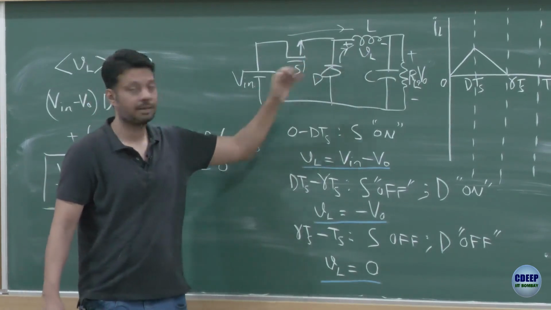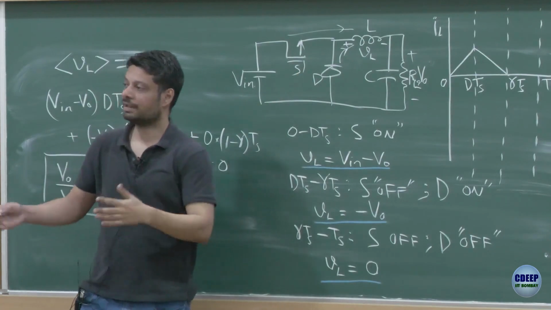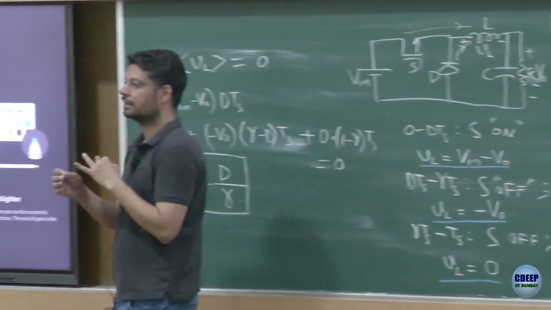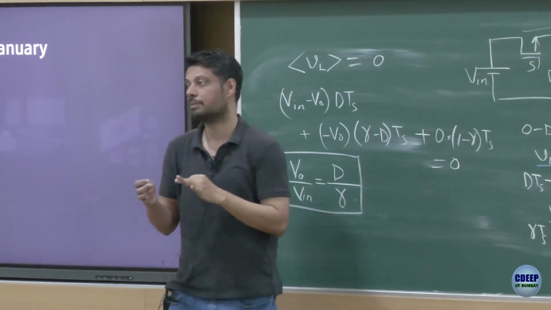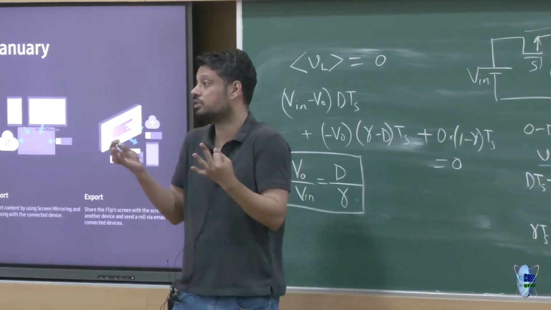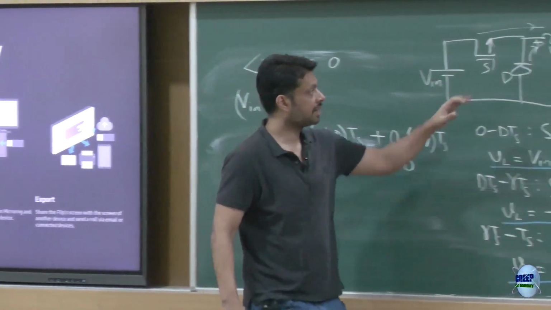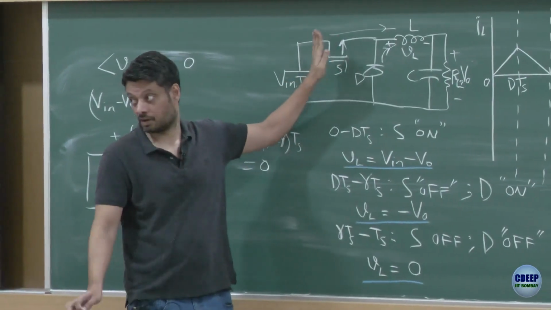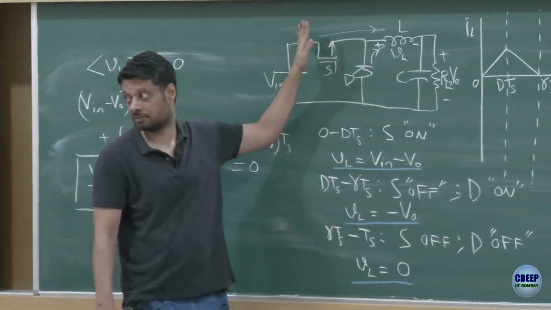Now inductor current has come to 0. Now what can happen? Three things can happen. Inductor current can go negative, inductor current remains 0, or inductor current can again become positive. Can inductor current become positive? This switch is not on, this is still off.